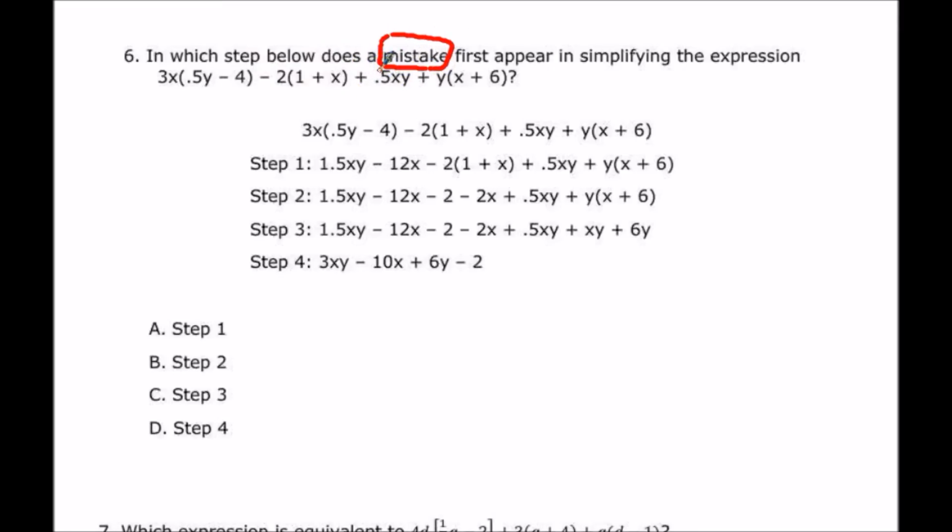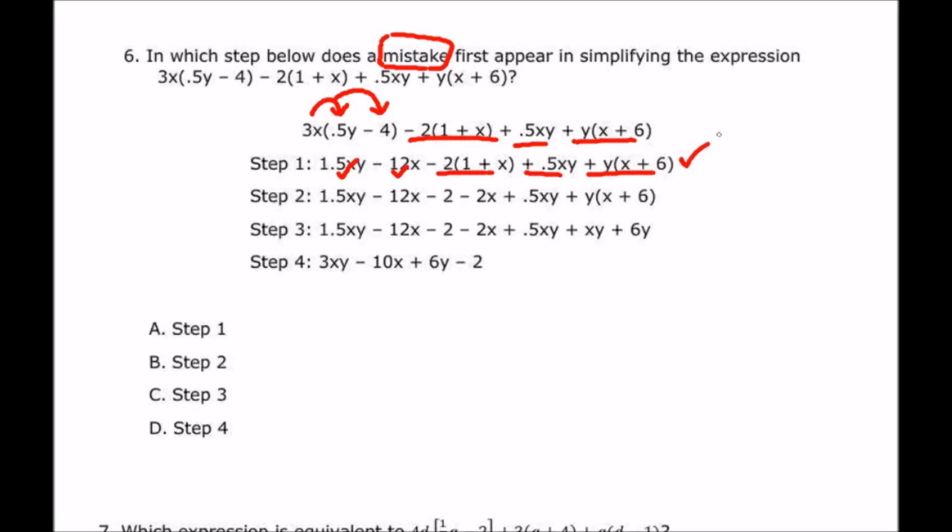So let's see. Distributive property. All right. Let's do 3 times 0.5. Well, 3 times 0.5 means half of 3. Half of 3 is actually 1.5. So let's check it. I see a 1.5, x, y, check. 3 times negative 4 is negative 12x. Check, and it's 3x. So far it's check there, and then it looks like they just rewrote this. And if you rewrite it, that's not wrong, folks. You can just do one step at a time. So it's step 1, everything is correct.